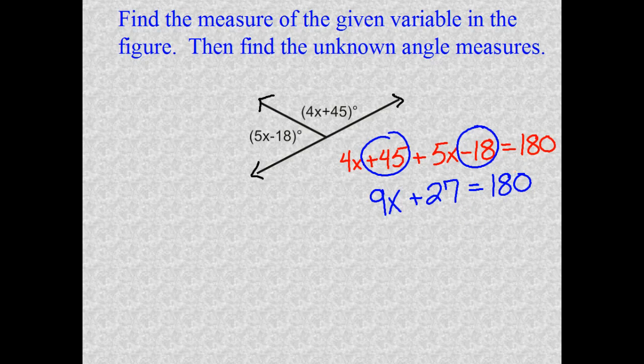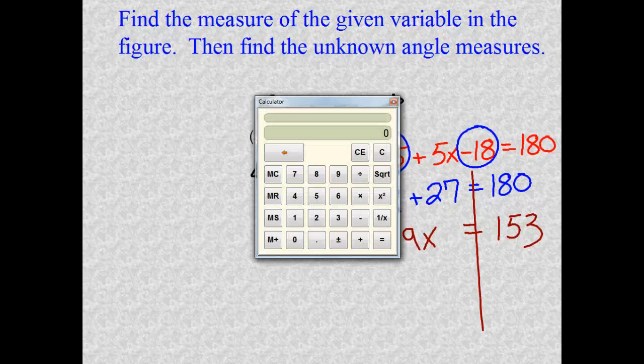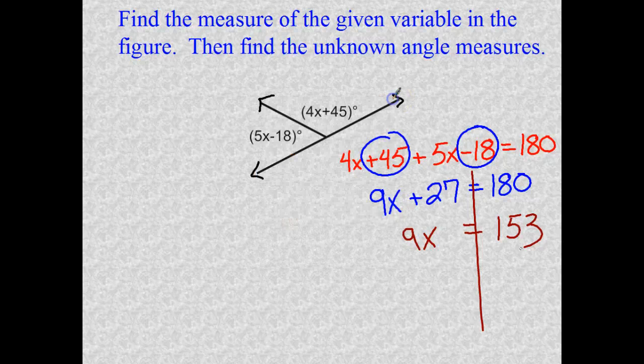All right, inverse operation again. Subtract 27 from both sides of your wall. Here's your wall. So I'm going to be left with 9x equaling 153. And what do we have here? Looks like we have a mess. Okay, so 153 divided by 9, and that's going to be 17. So divide both sides by 9, x is equal to 17.